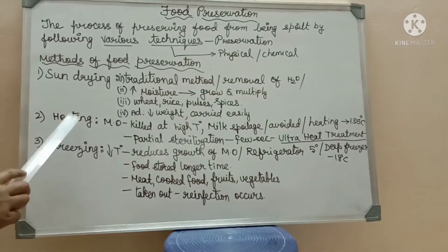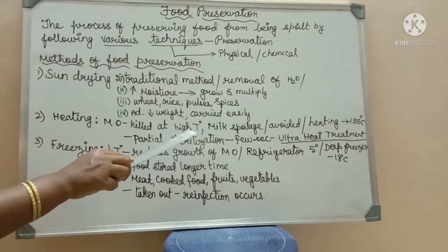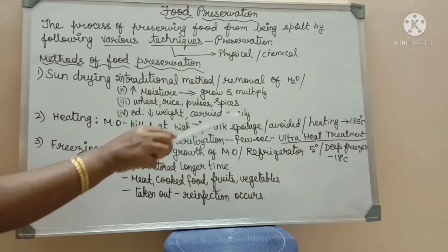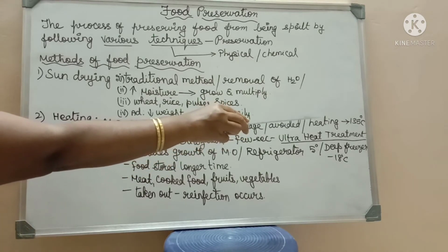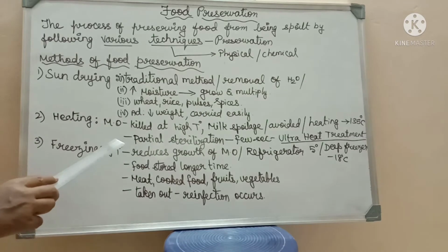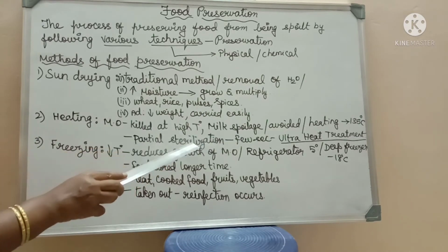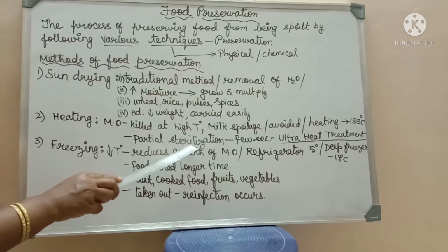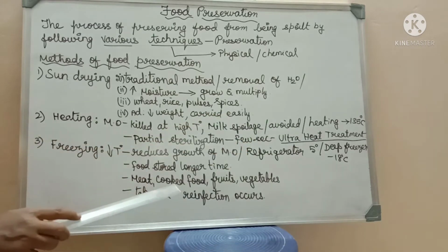Next is heating. Microorganisms are killed at high temperature. Here, milk can be protected from spoilage by heating to a temperature of 135 degrees Celsius for a few seconds, and this is called partial sterilization. Moreover, the method is called ultra heat treatment.